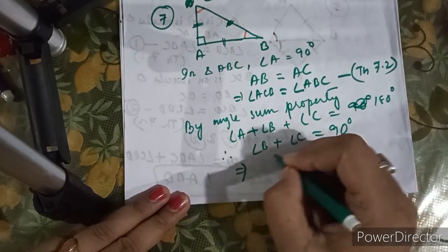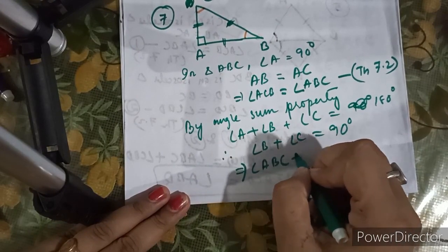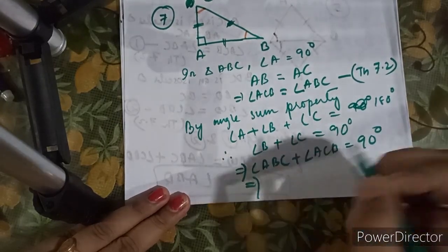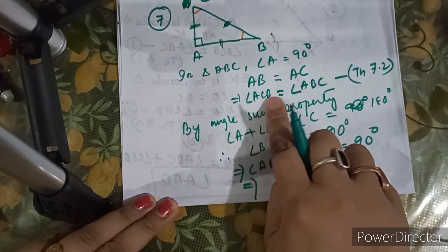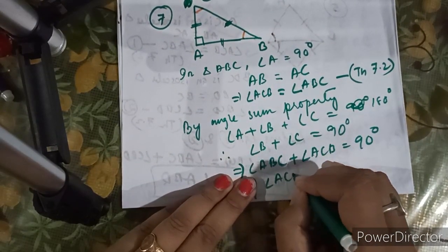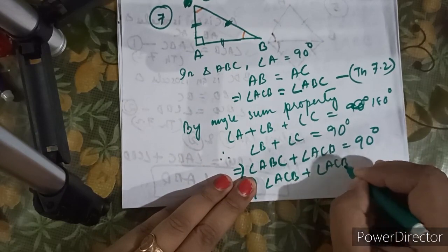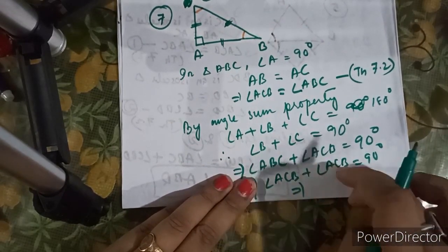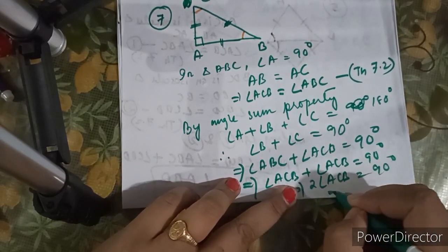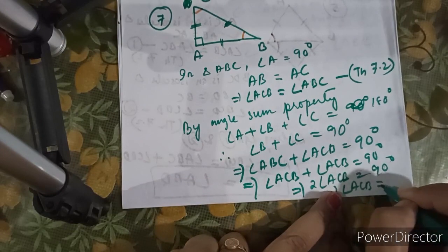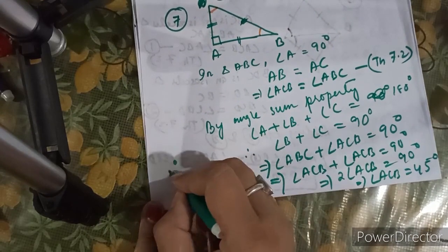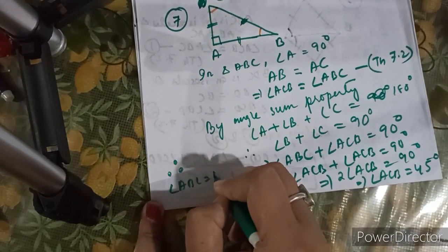So angle B means I can write angle ABC, and angle C means angle ACB, 90 degrees. So if you see from the theorem, both the angles are equal to each other. That means in place of ABC I can write angle ACB. So how many angle ACB are there? 2. So twice angle ACB is 90 degrees. That means angle ACB will be 45 degrees. If angle ACB is 45 degrees, therefore angle ABC will also be 45 degrees.